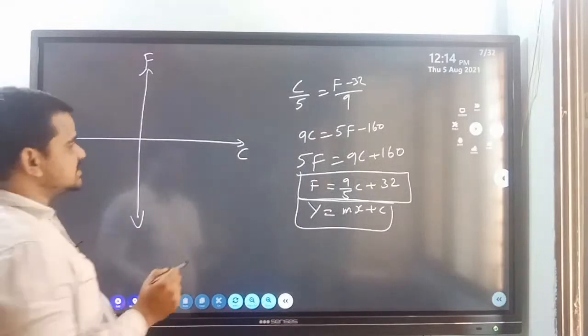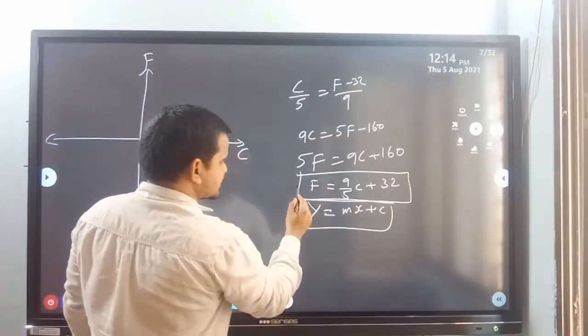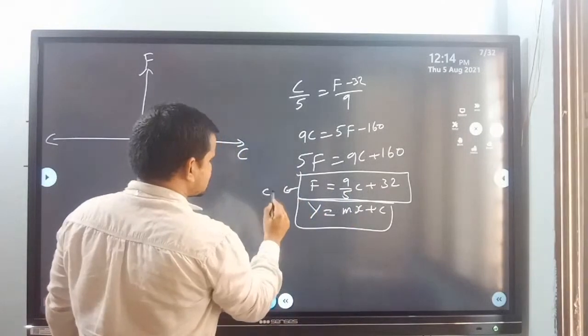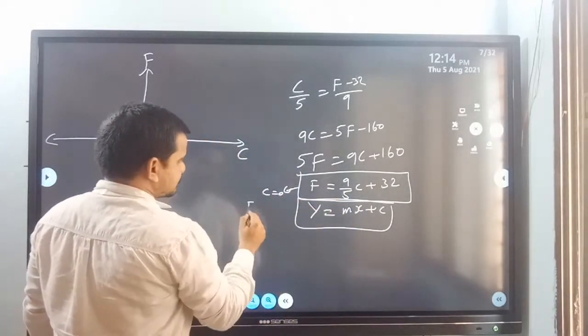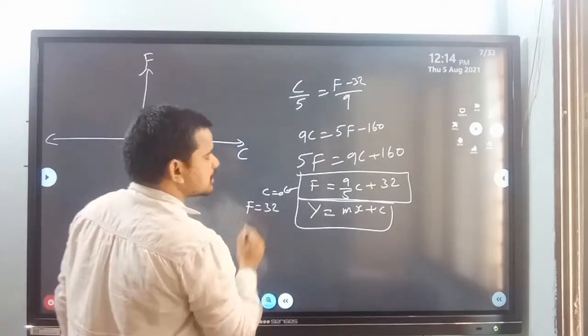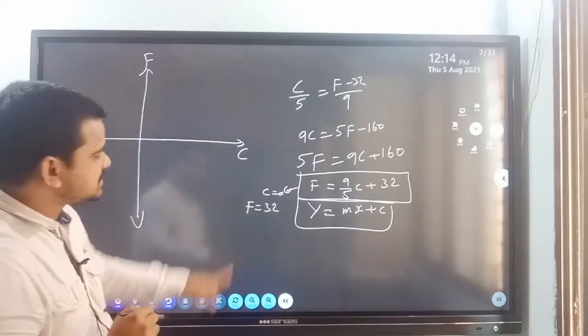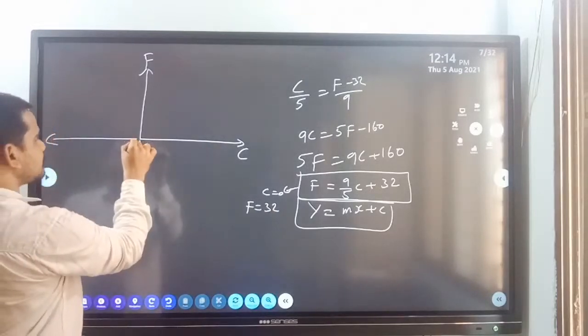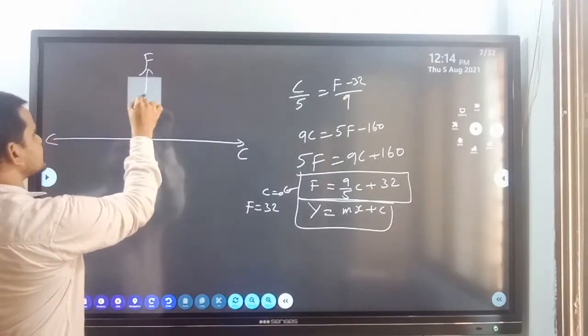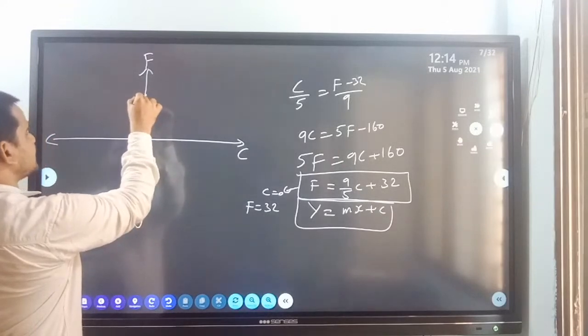My task is, in this expression, write C is equal to 0. What will you get? F is equal to 32. Are you getting a positive value or negative value? Positive value. So F is positive when C is 0. C is 0 means here, F is plus 32 means here is the graph. I am getting the point. This is 32.